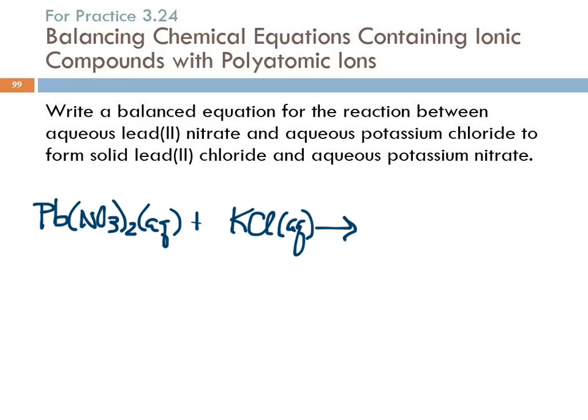Products, lead-2 chloride. What's the formula for that going to be? PbCl2. So the way we're thinking about that, lead-2 is Pb2 plus, and chloride is Cl minus, and so then we need PbCl2. And then aqueous potassium nitrate, that's going to be KNO3. This is one of those situations where you sometimes leave the state symbols out until the end because they get in the way.